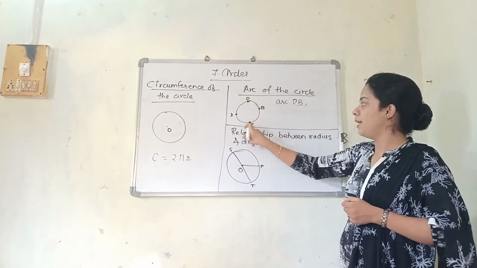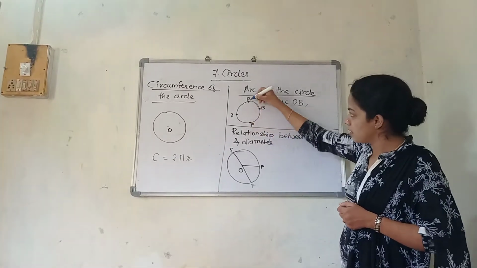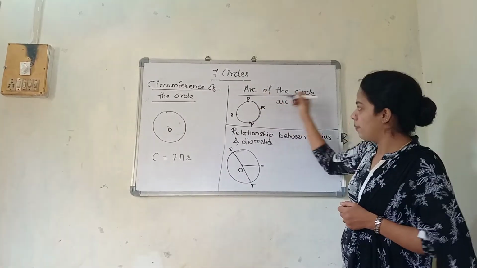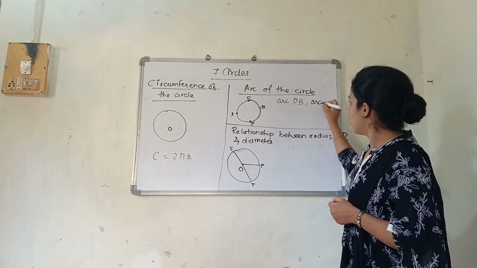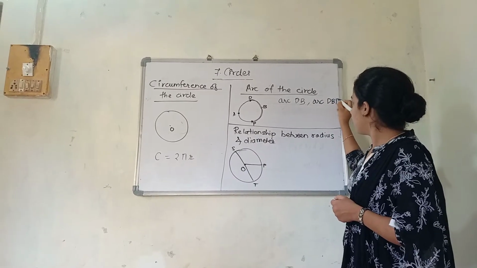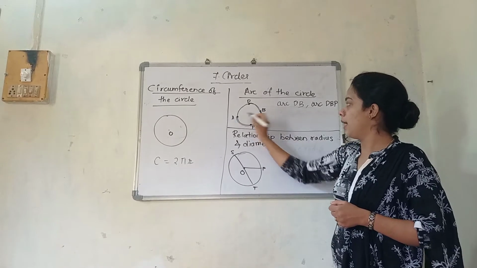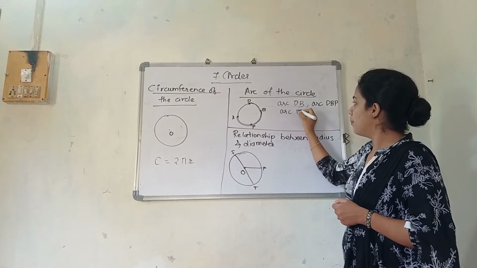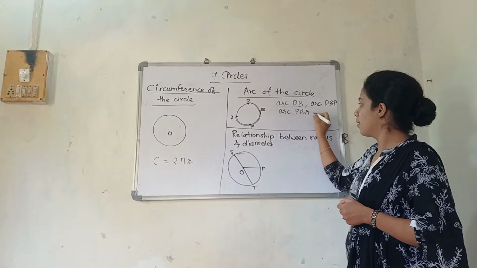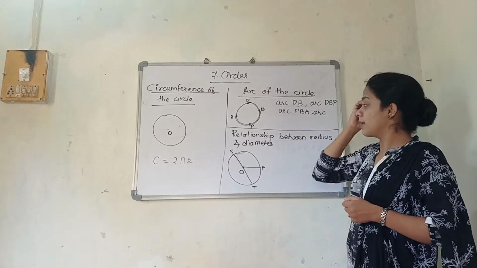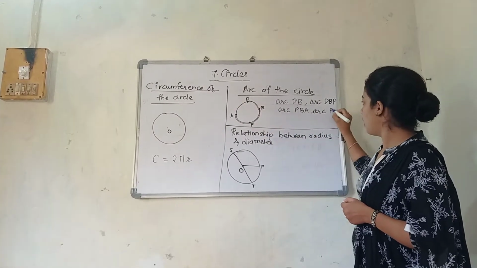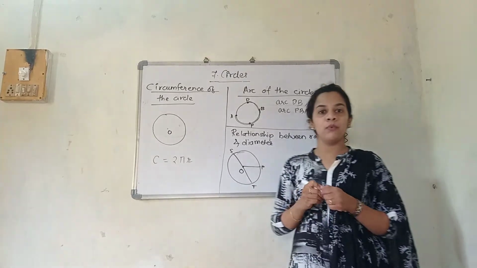I can take DBP. I can take this part also, arc DBP. I can go further. I can take PBA, arc PBA. I can take only one part also, PA. Arc PA. What am I doing over here?